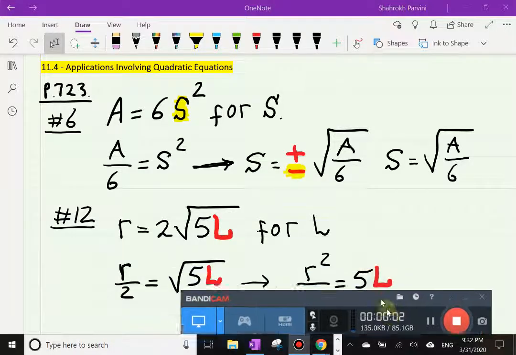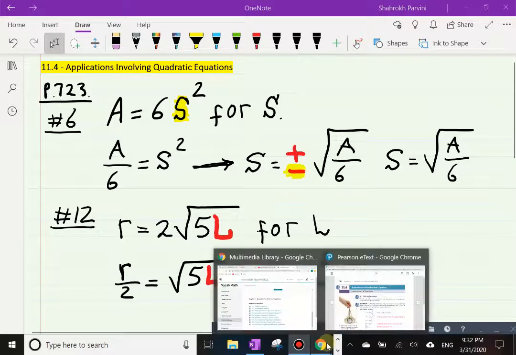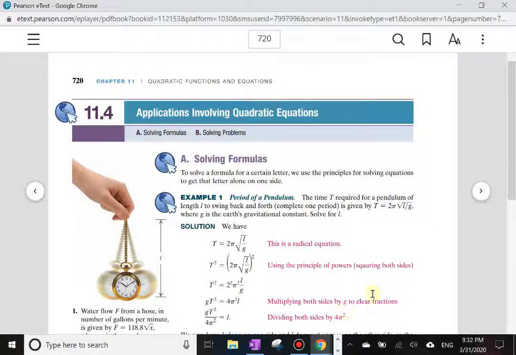In section 11.4, applications involving quadratic equations. This is going to be a brief section for us. What we want to look at in this section is how we can apply the concepts of solving quadratic equations to some of the applications that you may come across. So we are in section 11.4, and again this is the title of the section, applications involving quadratic equations.